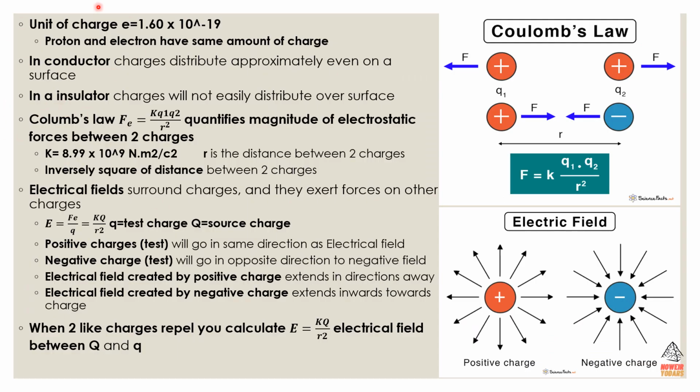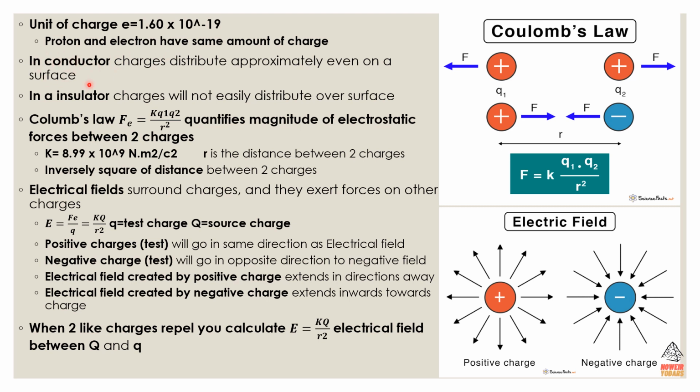So, the unit of charge for an electron is 1.6 times 10 to the power of negative 19. This is really significant to know because what we're dealing with here is charges, so protons and electrons. So it's really significant to know the unit charge of the electron. Protons and electrons have the same amount of charge.